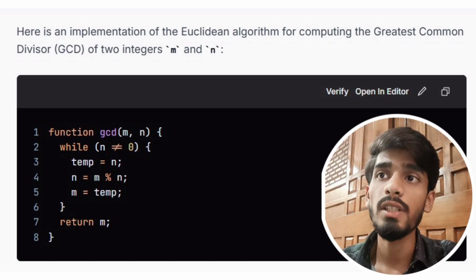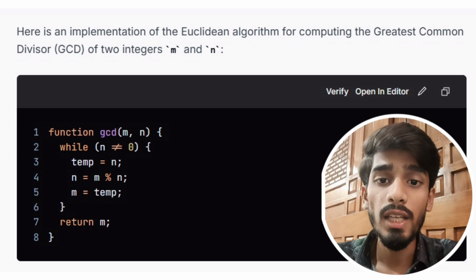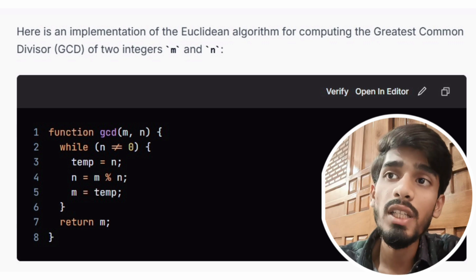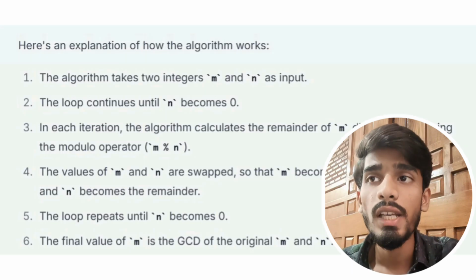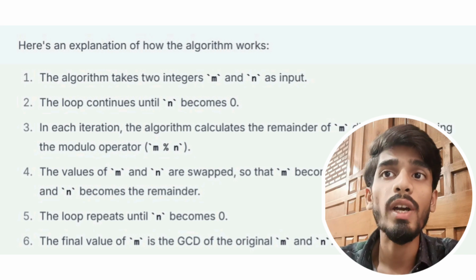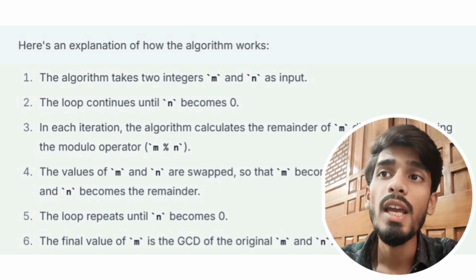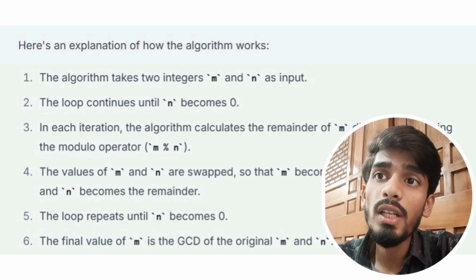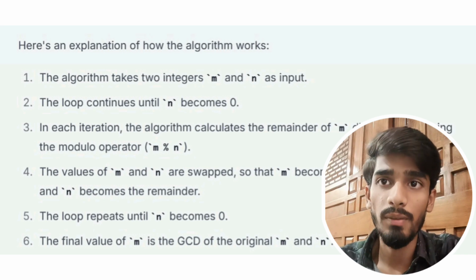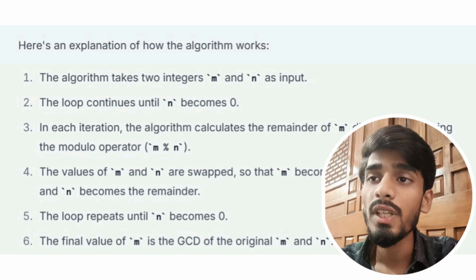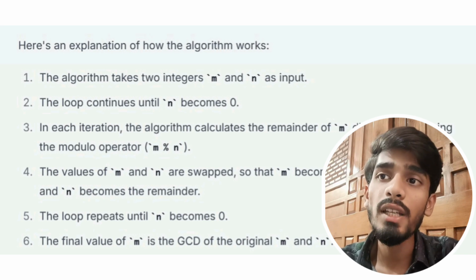So let us explain how the algorithm works. The algorithm takes two integers m and n as input. The loop continues until n becomes 0. In each iteration, the algorithm calculates the remainder of m divided by n using the modulo operator m mod n. The values m and n are swapped so that m becomes the previous value of n and n becomes the remainder. The loop repeats until n becomes 0. The final value of m is the GCD of the original m and n.